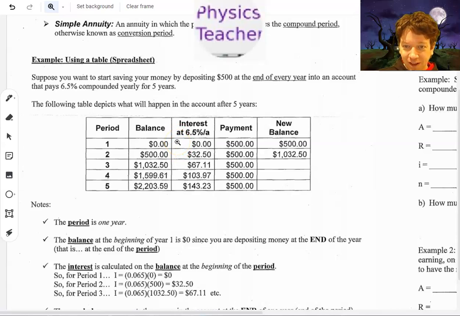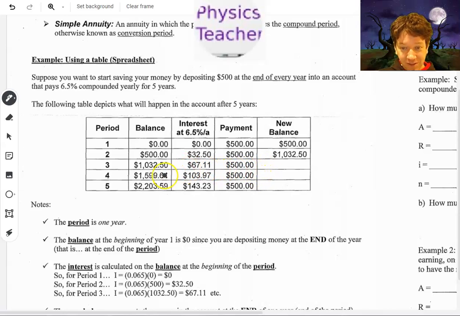In this example, you want to start saving your money by depositing $500 at the end of every year into an account that pays 6.5% compounded yearly. So we've done this before. Here we are, we're starting off with nothing. And so we gain no interest on nothing. And then at the end of the year, we put in $500. So then we have $500 at the end of the next year. And so we will gain 6.5% of that, which is $32.50. And then we'll also put in another $500. So now we have a total of $1,032.50.